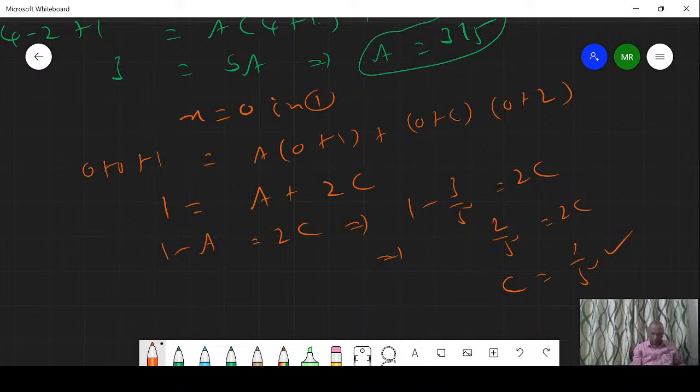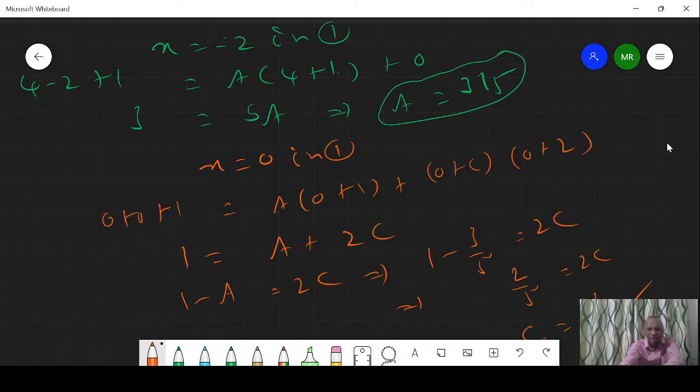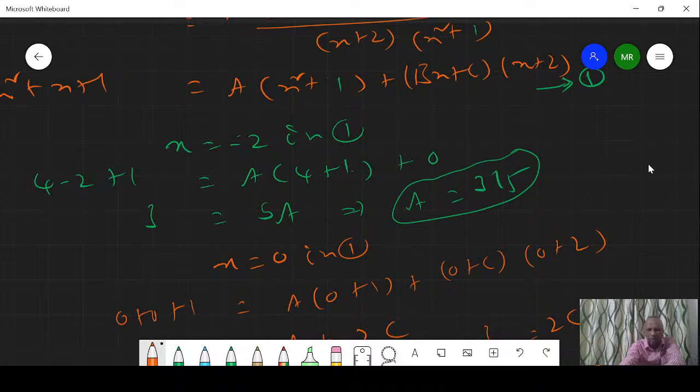Now similarly, like I got the a value and c value, you should find the b value. To find the b value, I can substitute any number in equation 1 except 0 and minus 2. Any number I can substitute. Put x equal to 1, because we didn't put x equal to 1 in 1.